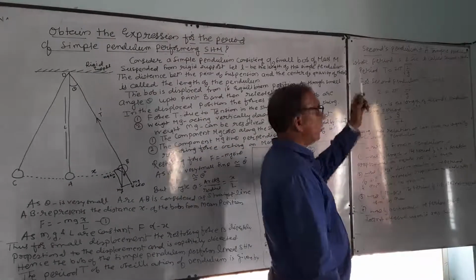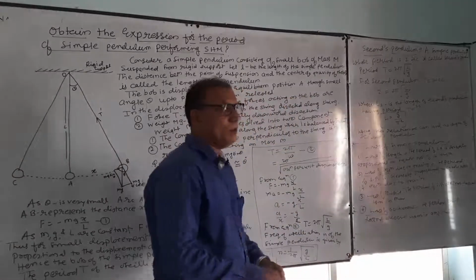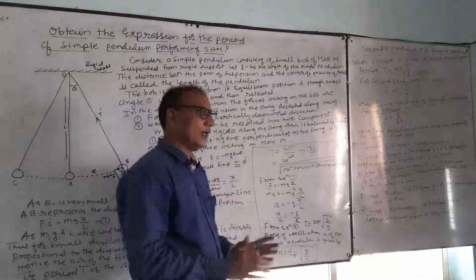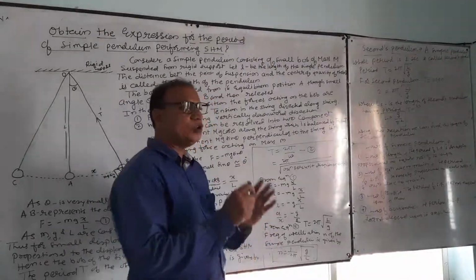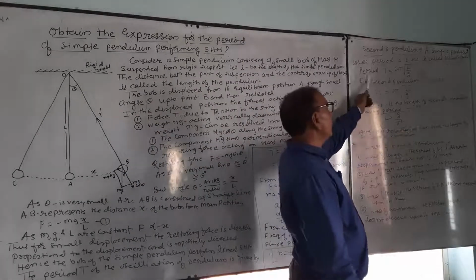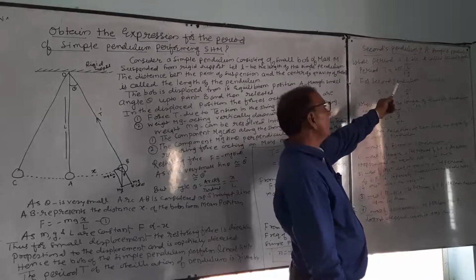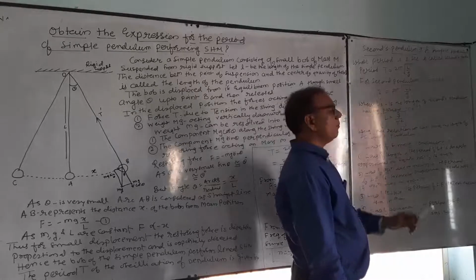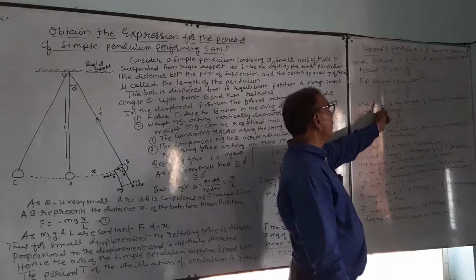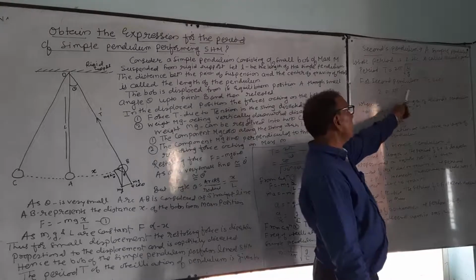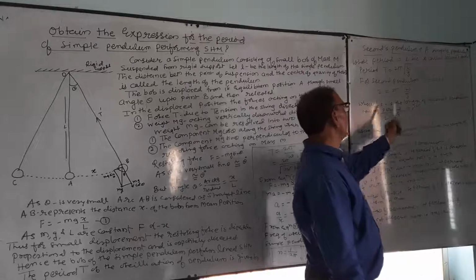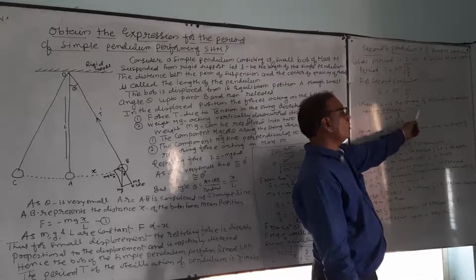Next point, seconds pendulum. What is meant by seconds pendulum? A simple pendulum whose period is 2 seconds is called a seconds pendulum. Write the basic equation. Period T is equal to twice pi square root of L upon g. But for seconds pendulum, T is equal to 2 seconds. Substitute the value of T. 2 is equal to twice pi under root of L suffix S upon g, where L suffix S is the length of seconds pendulum having period T equal to 2 seconds.